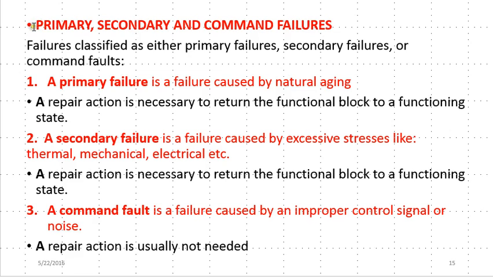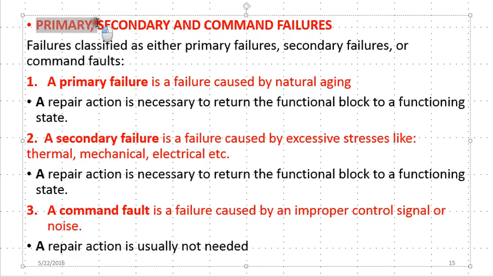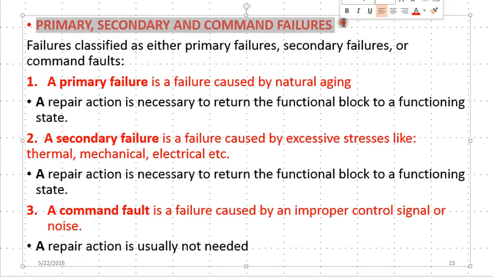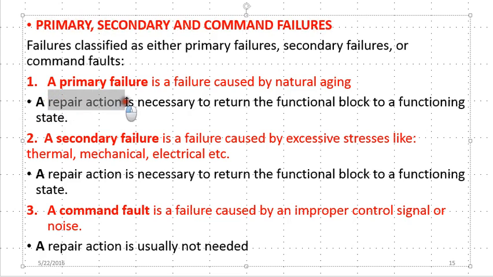The failure is also categorized into three. We have what we call primary, secondary, and we have command failure. What is the primary failure? We define it as the failure caused by natural aging. That is, as the machine is being used for a very long time, it is becoming older and older. So those failures that will be happening when it is in operation, we call them primary failures. And whenever this kind of failure occurs, there is need of repair action. We have to repair the machine in order to return it back to the normal operating state.